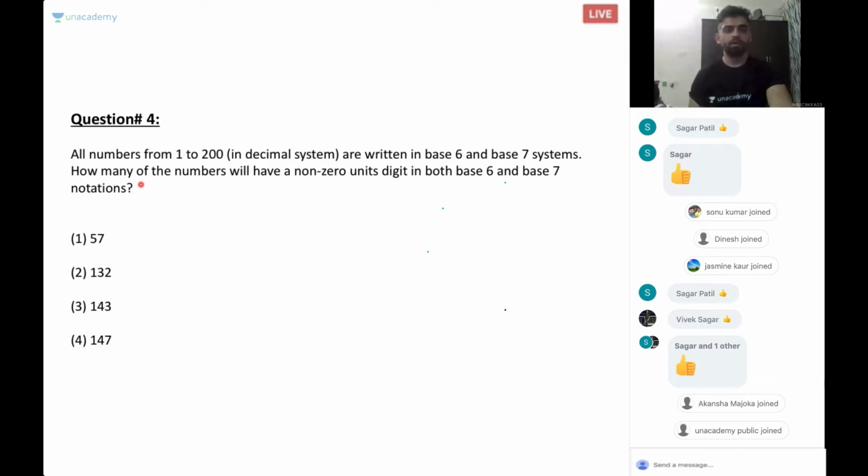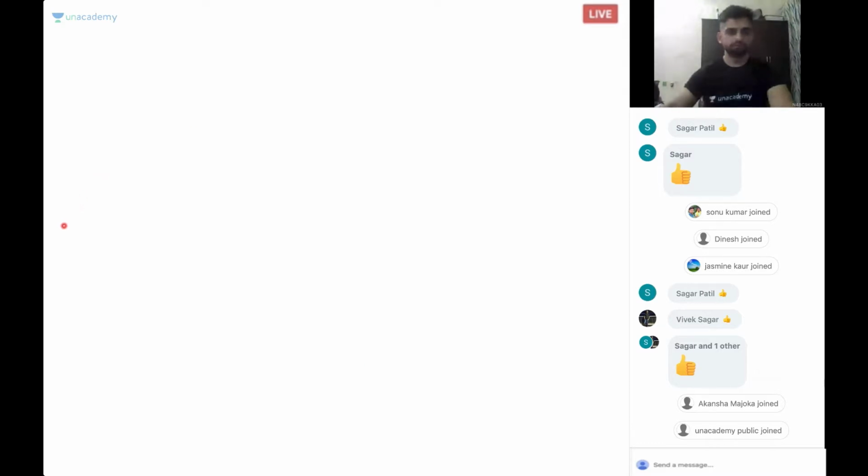All numbers from 1 to 200 in decimal system. When it says all numbers from 1 to 200, that means both are inclusive. They are written in base 6 and base 7. How many of these numbers will have a non-zero units digit in both base 6 and base 7 notations? Okay, you have to recall the concept of base systems here. Let's see.